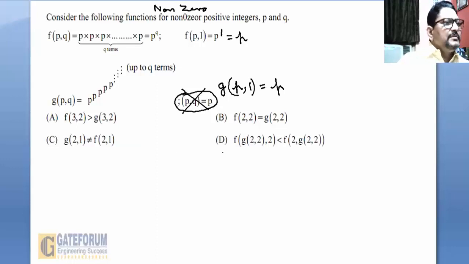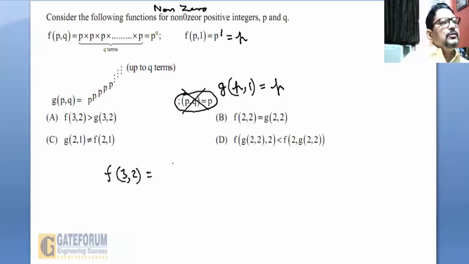I presume, let us make a conjecture, because here we can only assume the question has not been printed. So I presume they must have asked which one is correct, because you see all the signs are different and everything. So let us check one by one. It's simple. What is F of 3, 2?